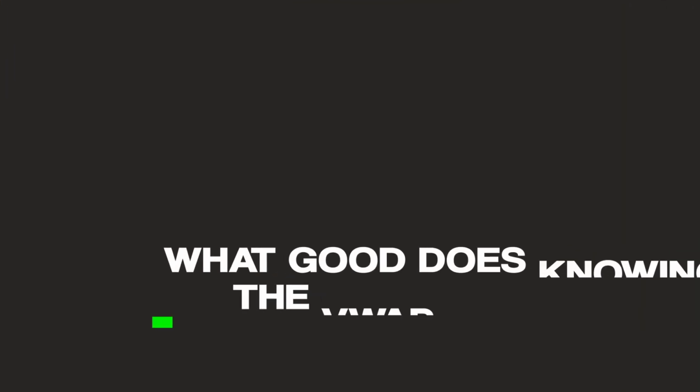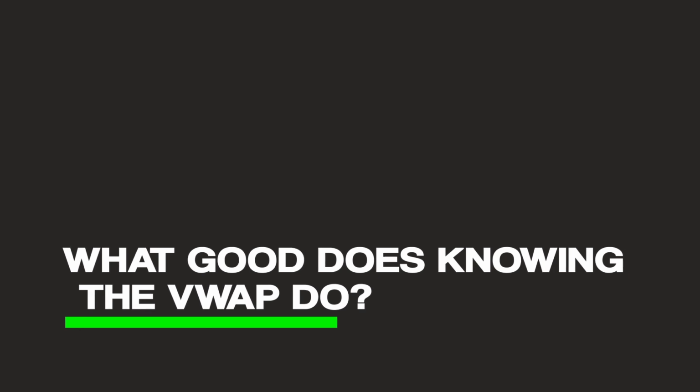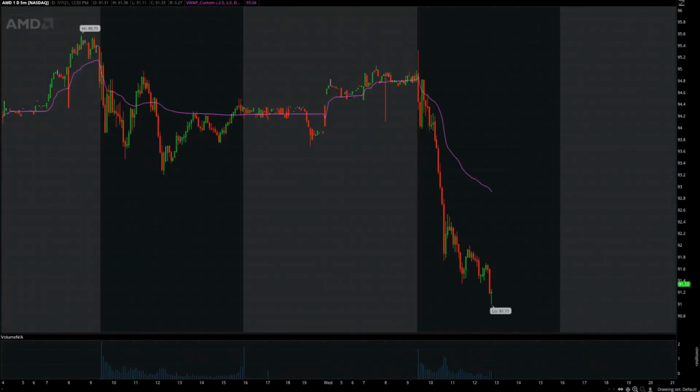What good does knowing the VWAP do? Simply put, it helps eliminate a lot of the noise that occurs during the trading day. We can easily look at any chart at any given point in time and tell you the average price traded during that particular day. For example, here's an intraday chart of AMD. On the purple line, you can see that we're hovering right around 93. That's the average price traded on AMD for this day.